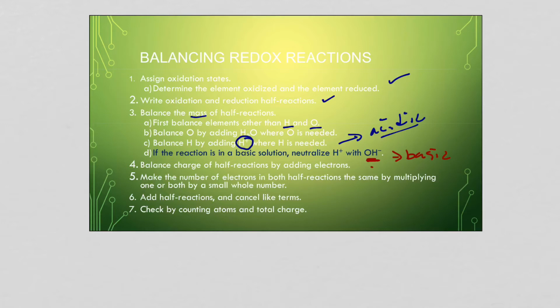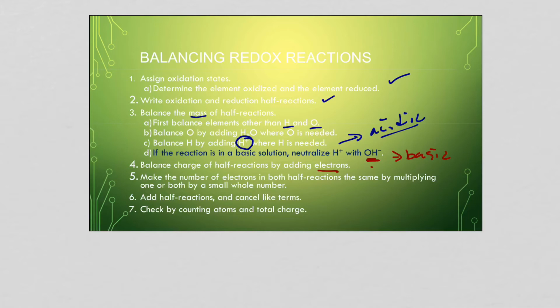Once we've balanced by mass, we're going to balance by charge by adding electrons. So we know that the oxidation is going to show electrons on the product side. The reduction half reaction is going to have electrons on the reactant side. So we want to make sure that we have the right number of electrons to balance the half reactions.